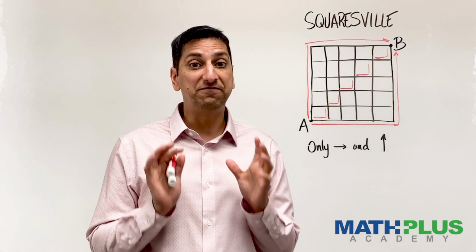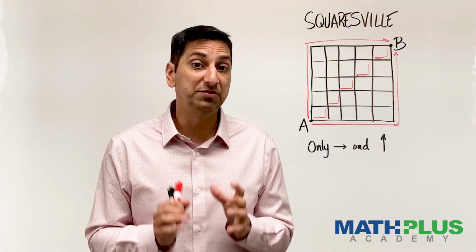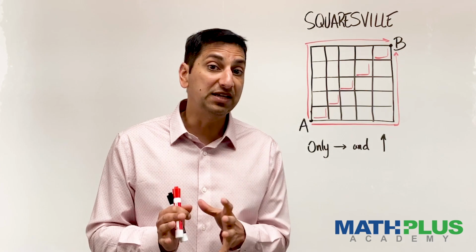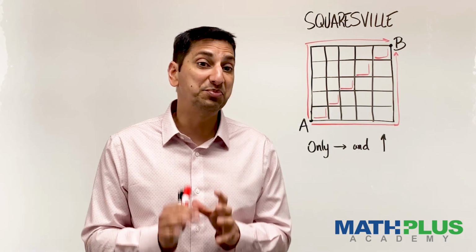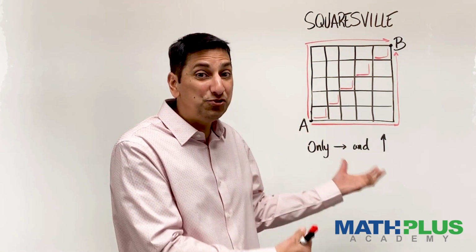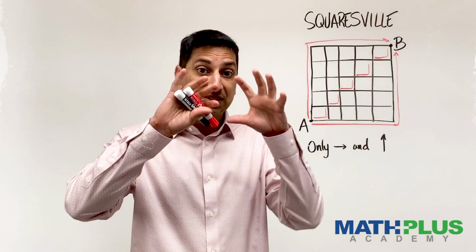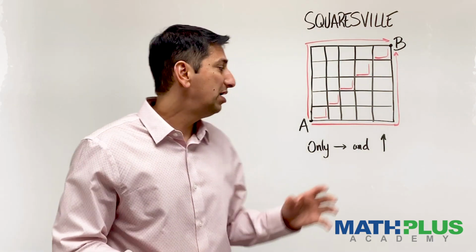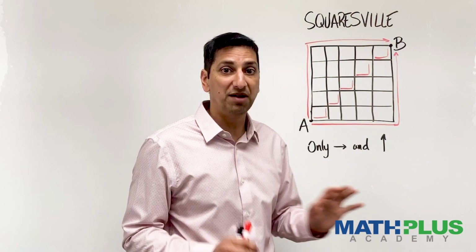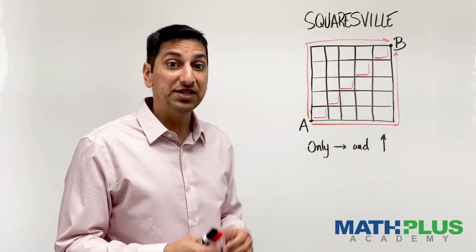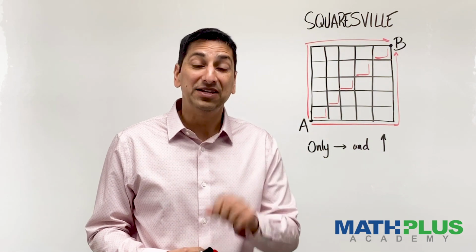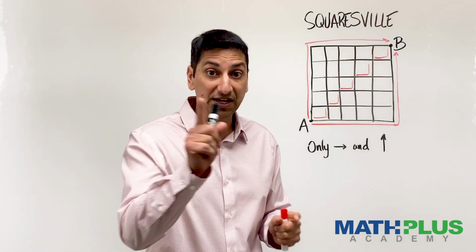Number one, probably my favorite tip, is in problem solving, try and think about solving a simpler problem. This is really complicated, too many things to count. So let's take it down really small, but try and keep the structure of the problem the same. So imagine the simplest town I can think of is called Squareville, and it looks like this.